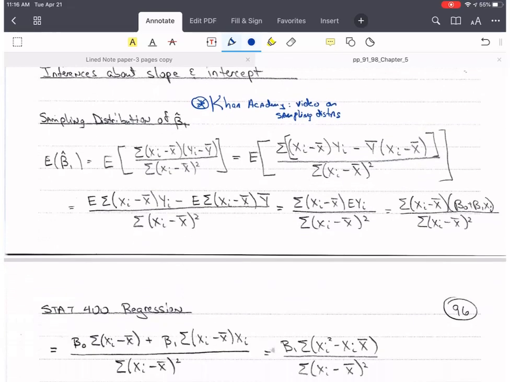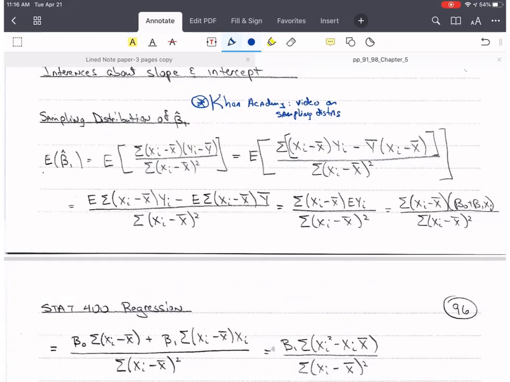So let's talk about beta 1 hat. We're first going to take the expected value of this lovely quantity that I'm sure makes you very excited, but let me be specific and help us out here. Well, x is a fixed value. So we're taking the expected value with respect to y, only with respect to y, because x is fixed, not random.